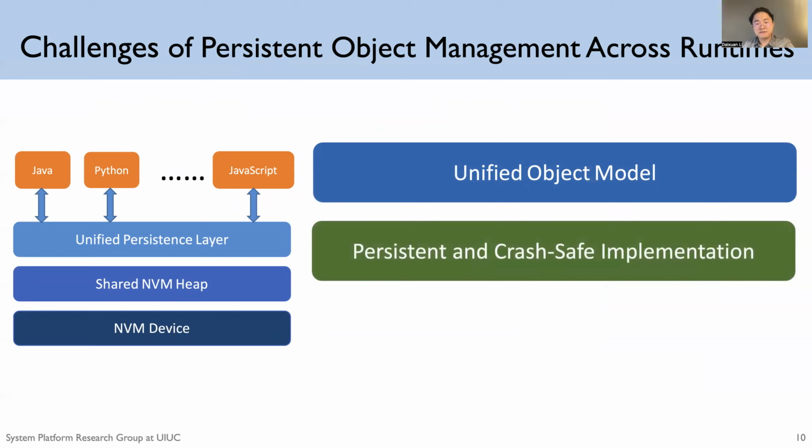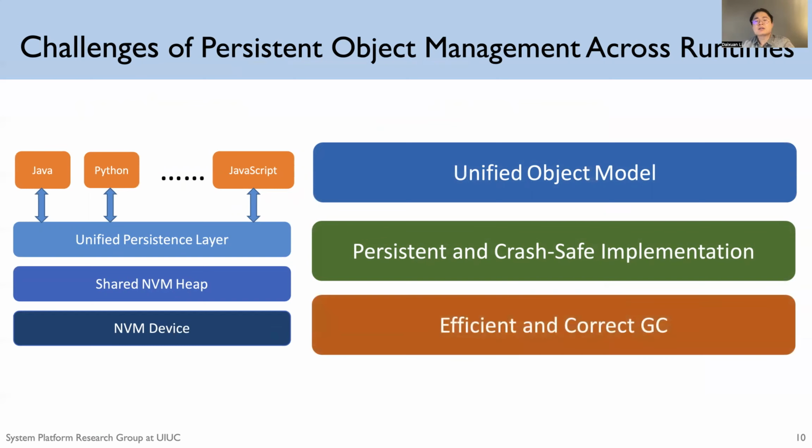Secondly, we need an efficient implementation that should ensure both persistency and crash safety with low overhead. Thirdly, because many runtimes need to manage the data objects for the user, when data objects are no longer in use, we need to do garbage collection for the user. Considering different runtimes have different GC policies, we need to build an efficient and correct coordinated GC.